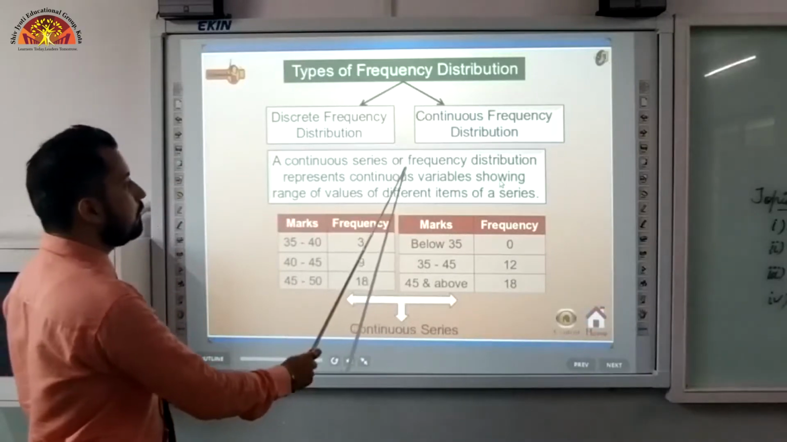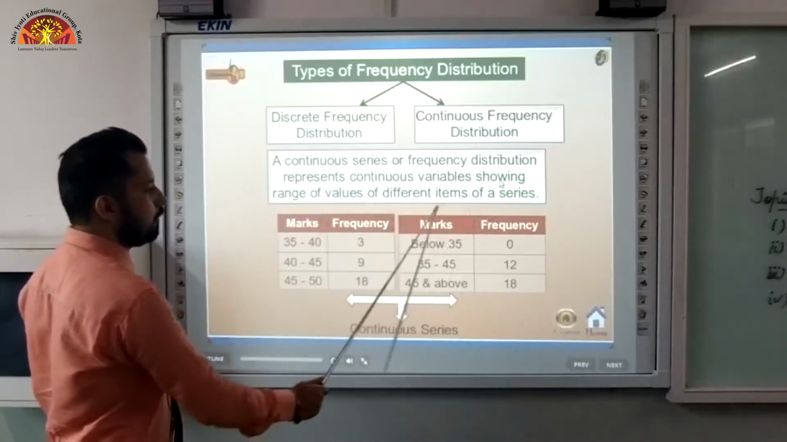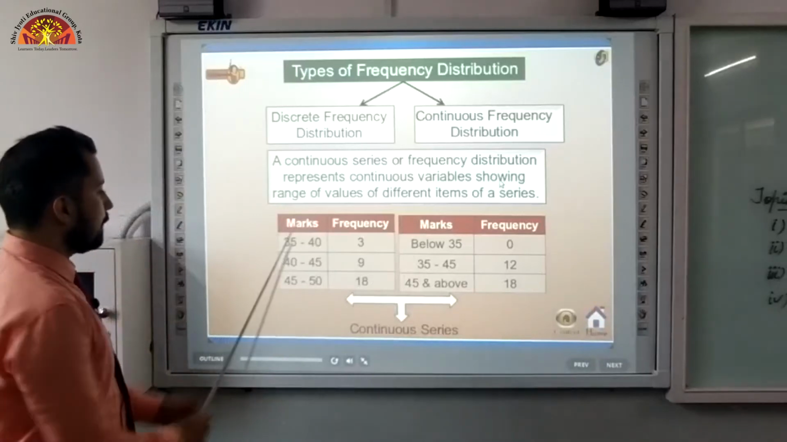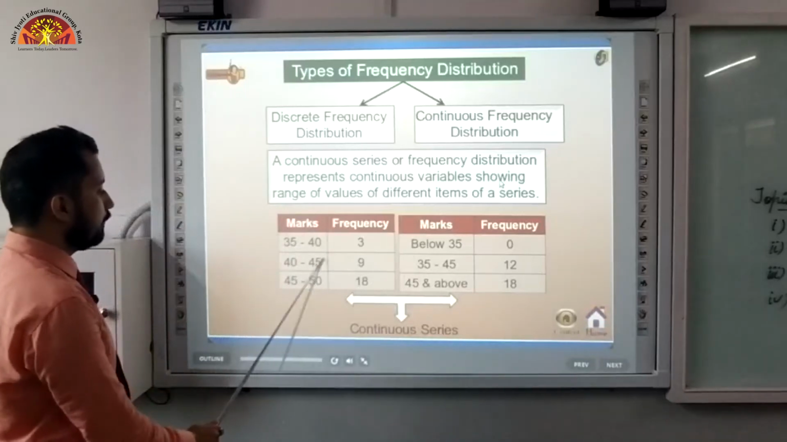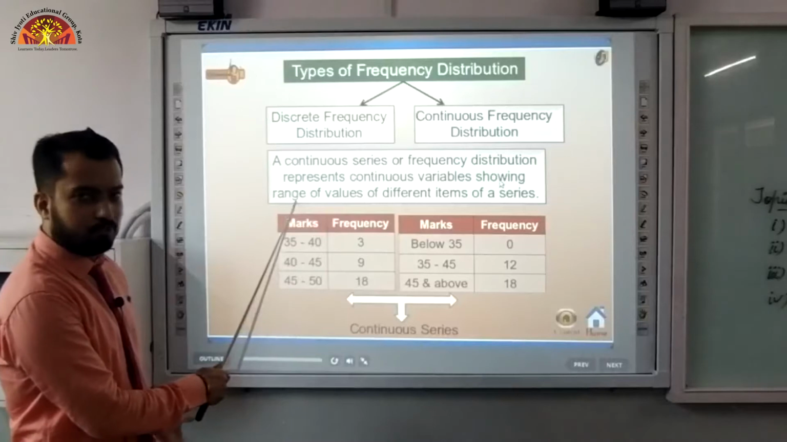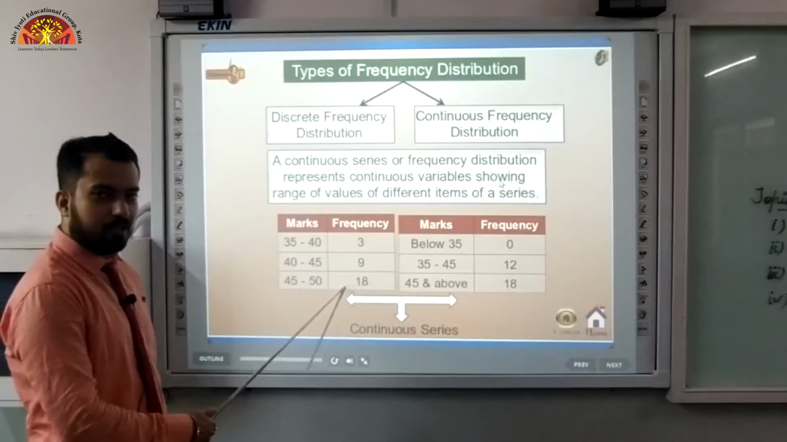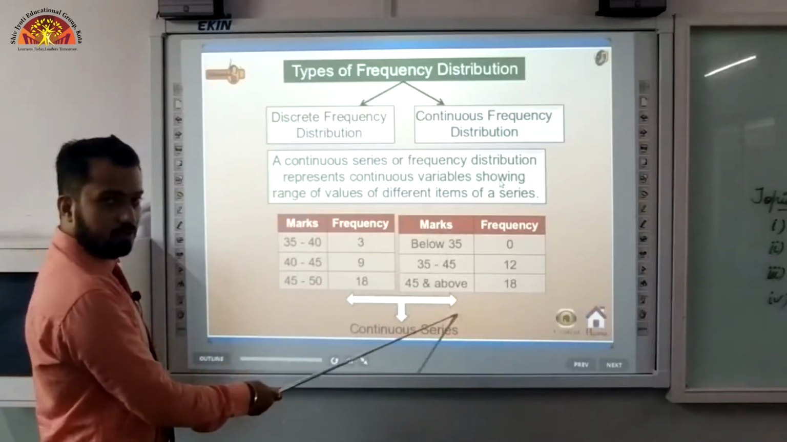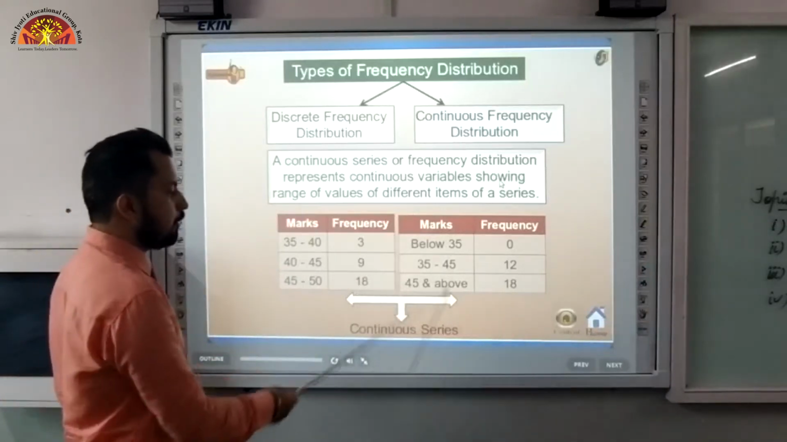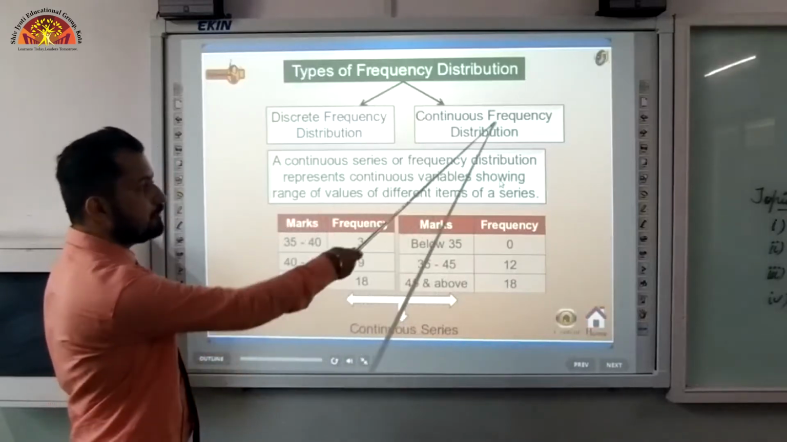A continuous series or frequency distribution represents continuous variables showing a range of values of different items of a series. As you can see in this table also, marks are given here: 30 to 40, 40 to 50, 50 to 60. This type of data always presents itself under the continuous series only, as many times I have told you. The presence of the frequency is a must here in the continuous series. The next type is known as open-ended series, that we will discuss further, don't worry. So these types of classes are also included under continuous frequency distribution.